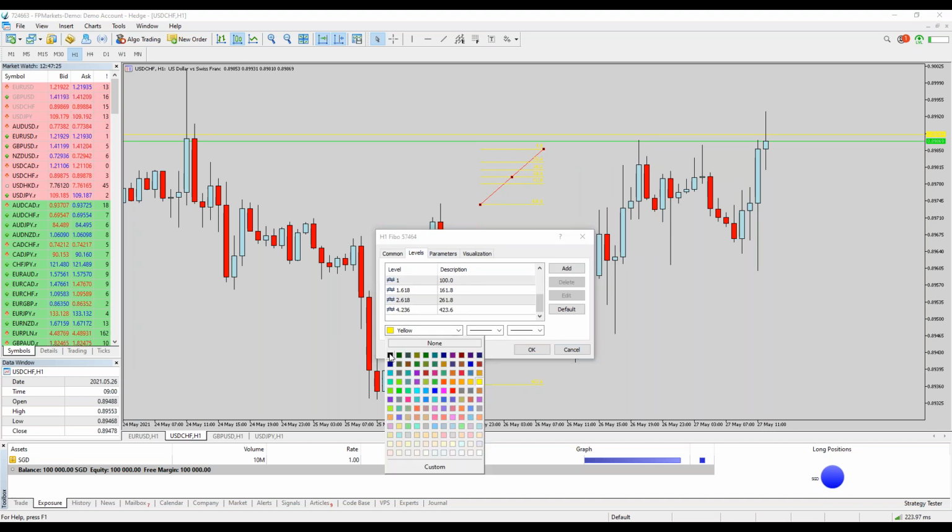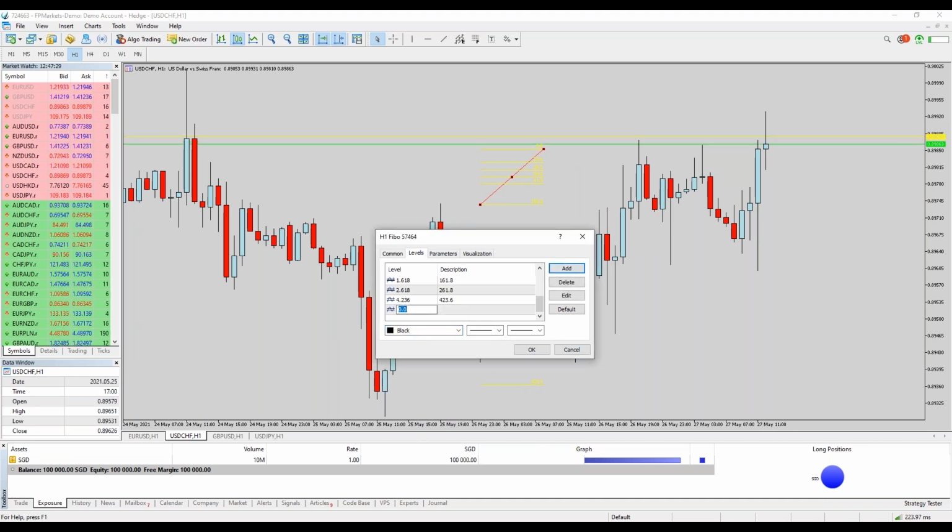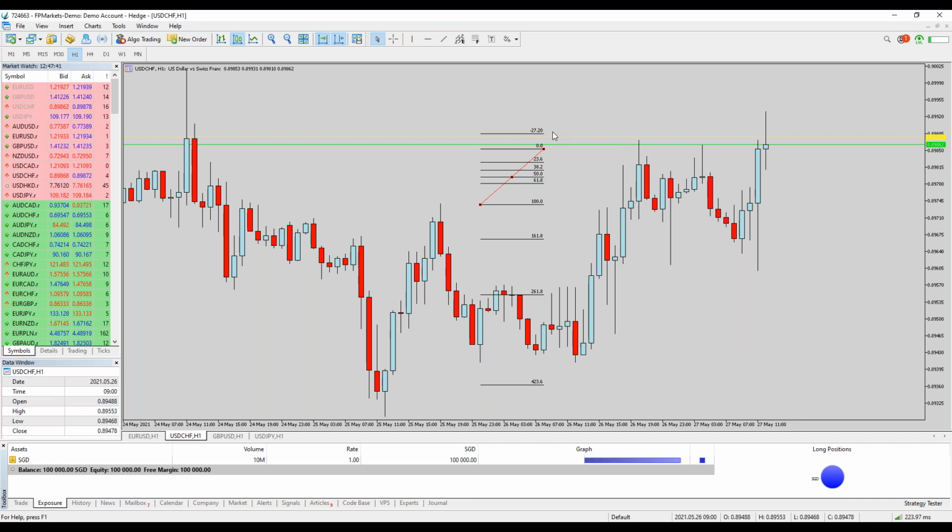I'm going to put black, and all I have to do is press add the level. I just put negative 0.272, and then the description I'll just put negative 2720. All right, and the level is here.